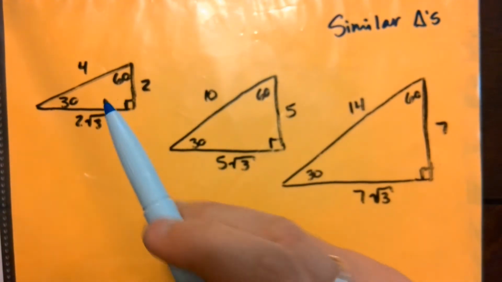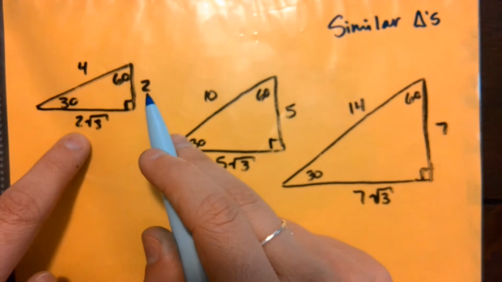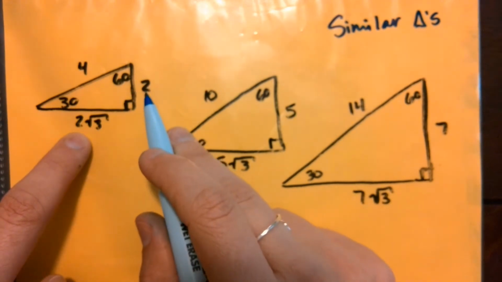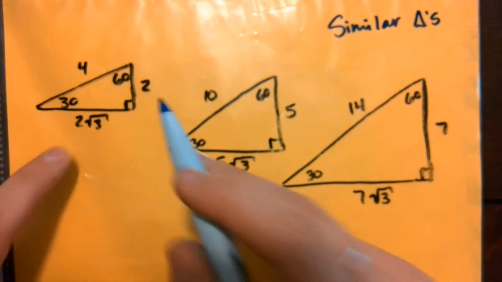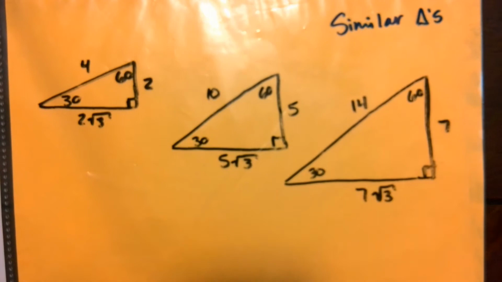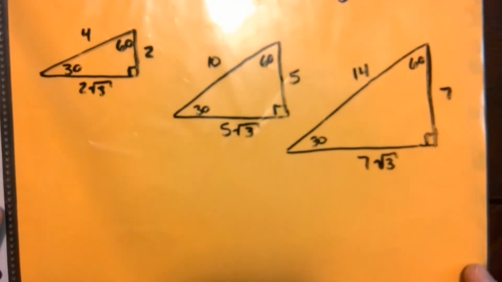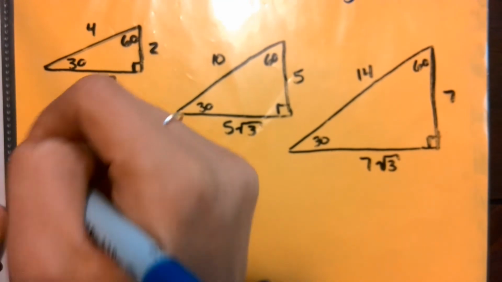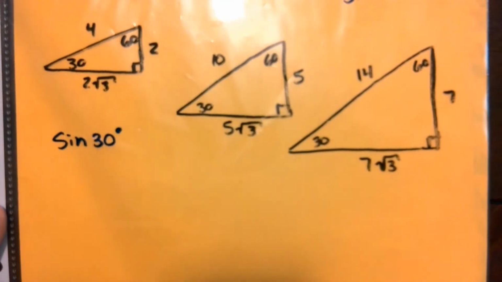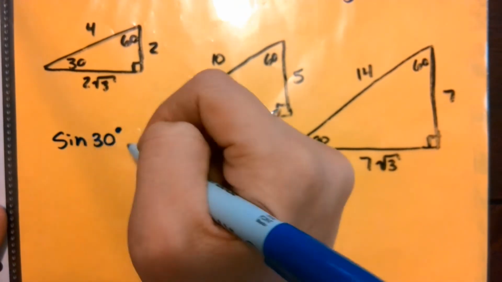If we look at the long leg to the short leg, you're always going to be able to cancel your two, so they're always going to be in a ratio of radical 3 to 1. And this is no coincidence. This is literally what we've been doing with our trig functions. So if we were to look at how this relates to trig, if we're talking about a sine of 30 degrees, that means that we're always taking that opposite over hypotenuse.